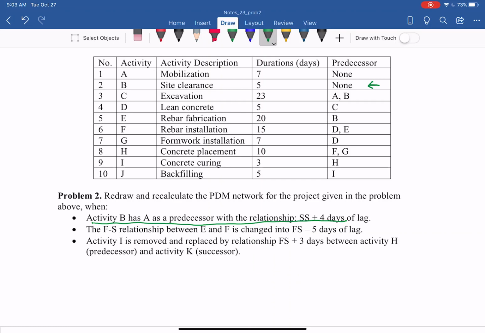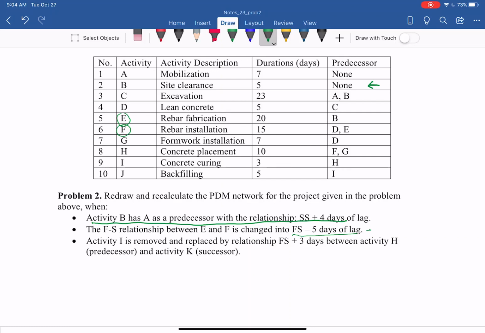So you can see that B follows A, and that is plus 4 days, SS plus 4, with A as predecessor and B as successor. And then we have the FS relationship, finish start relationship, between E and F. E changed into FS minus 5 days. So that is lead 5 days, or lag negative 5 days.